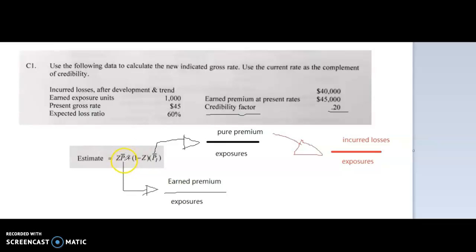Next, we're gonna calculate the average premium. The average premium equals the earned premium divided by exposure. The exposure is given here, and the earned premium is given here. So the average premium will be these two divided.